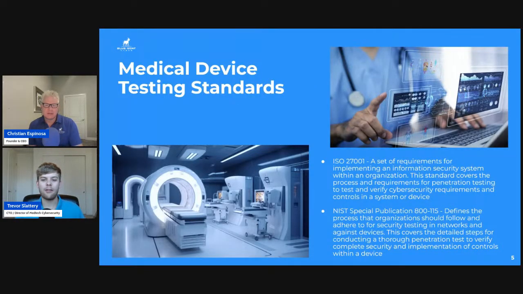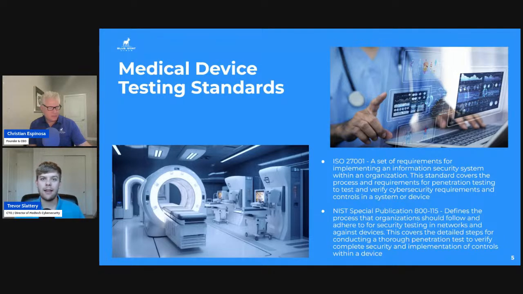All right, we're going to look more at some of those key standards, ISO 27001 and NIST Special Publication 800-115. A little bit of a tongue twister. So like I alluded to before, ISO 27001 is requirements for implementing an overall information security system in an organization. It's broad, it covers a wide scope, and it covers a lot of information. So it's not going to drill into the deep details on how a penetration test needs to be performed.